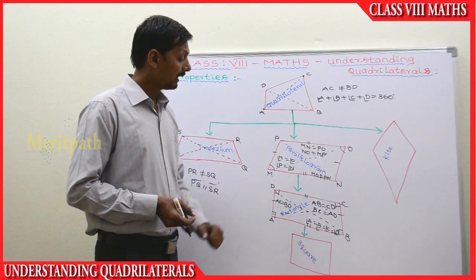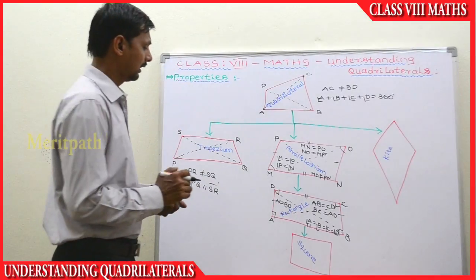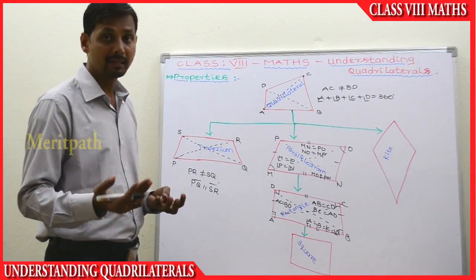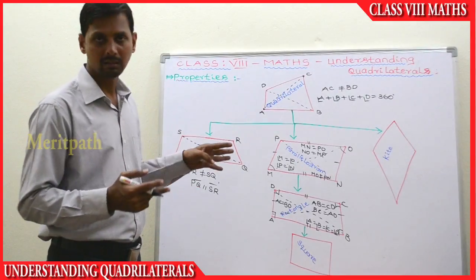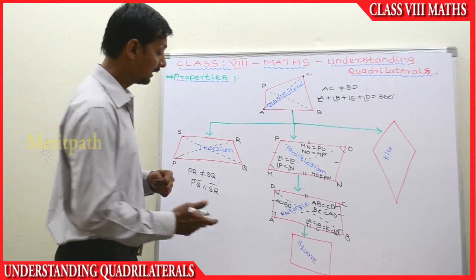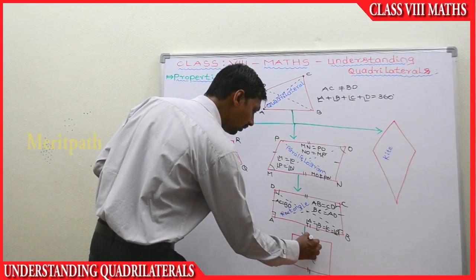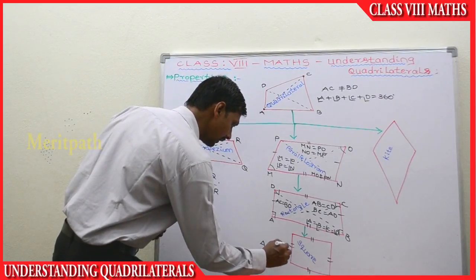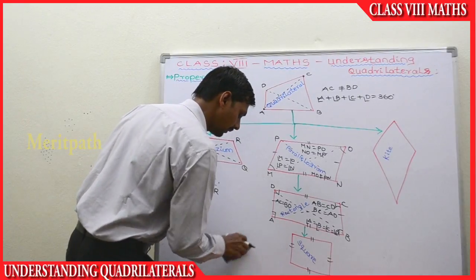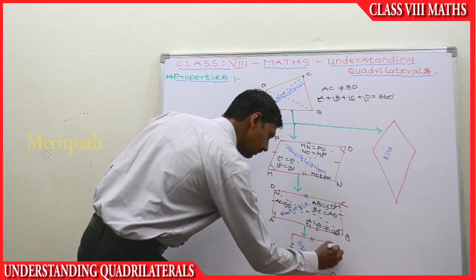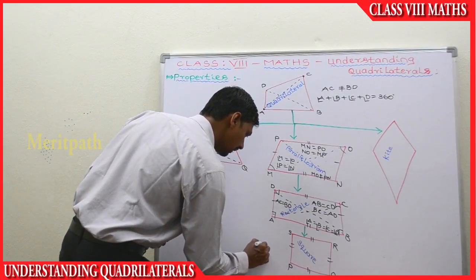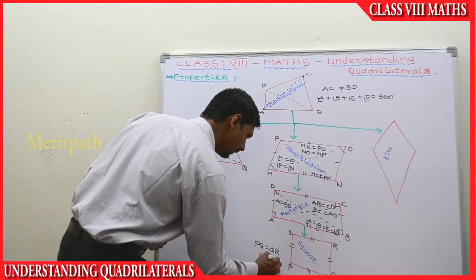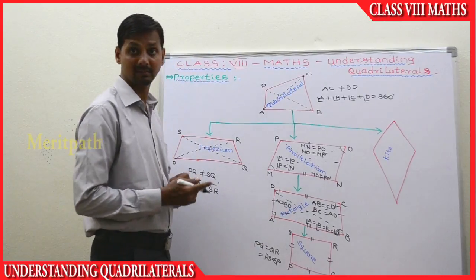So next we'll go to the square. It's a common property that the sum of all the angles of a square is equal to 360. This is a common property. Except that, we know that all the sides of a square are equal. That is, if you take PQRS, then PQ is equal to QR is equal to RS is equal to SP. All the sides are equal like this.